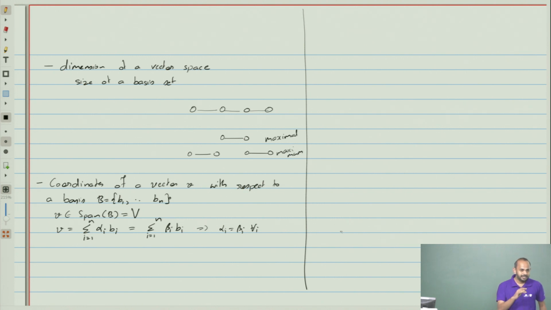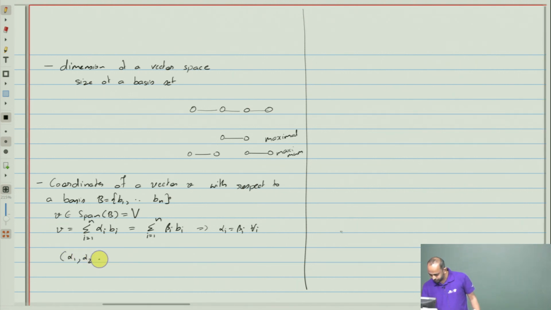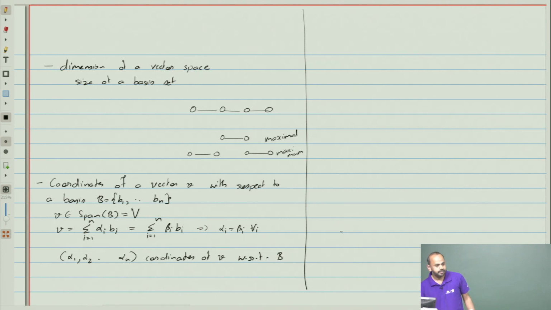And the scalars corresponding to that unique linear combination are called the coordinates of that vector with respect to that basis. So, if I take alpha 1, alpha 2, up to alpha n, these are the coordinates of v with respect to B. Given a basis set, you can give unique coordinates to all the vectors in your vector space.